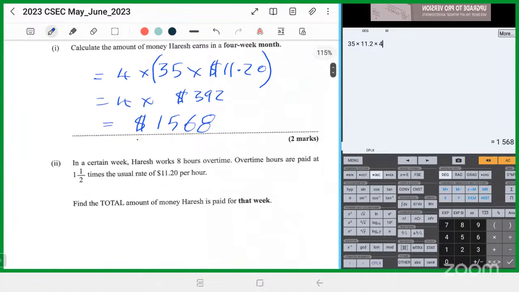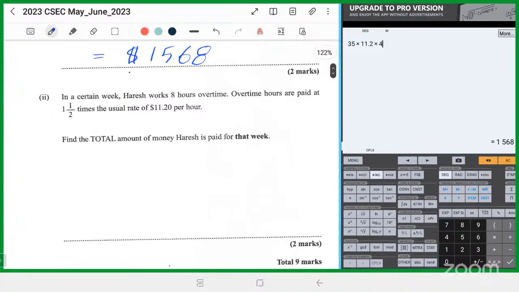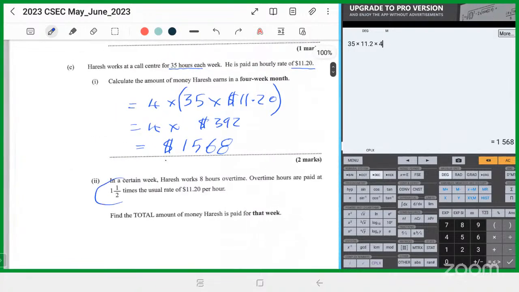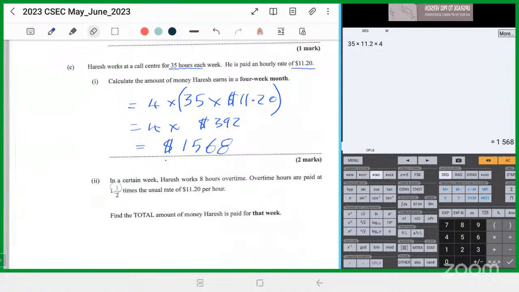Right? It says in a certain week, he works 8 hours overtime. That's 8 hours more than the 35 hours in a certain week. Remember, this is the weekly pay, and he's now working 8 hours overtime. Overtime hours are paid at time and a half, 1.5. So basically 1.5 times this rate, 11.20, is the overtime rate. The overtime rate per hour is 1.5 times this. That's the overtime rate.